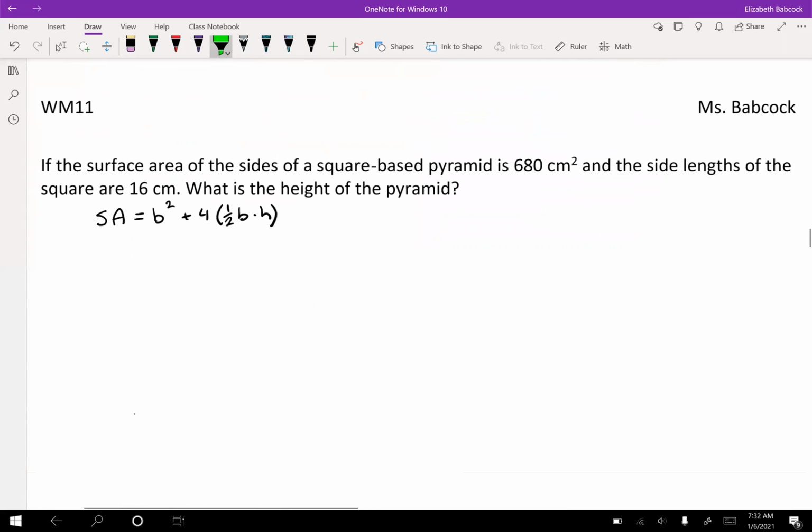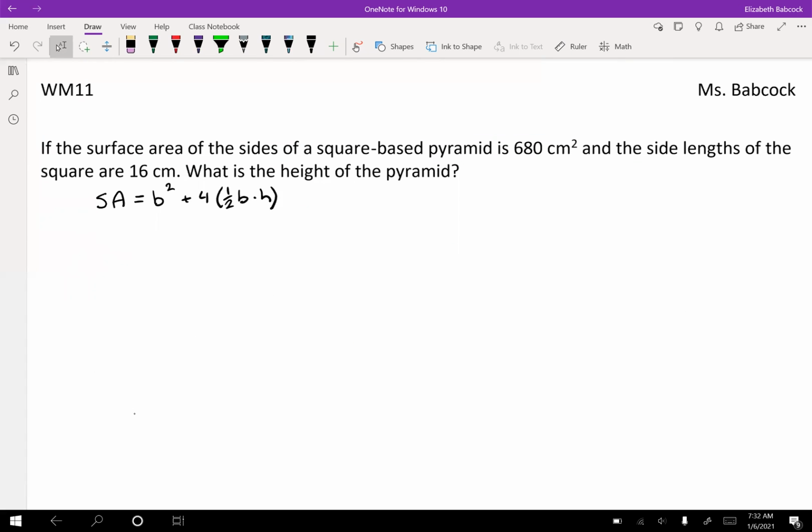Okay, keep moving on. If the surface area of the sides of a square-based pyramid is 680 centimeters squared and the side lengths of the square are 16 centimeters, what is the height of the pyramid? Notice now we're solving for something different. So when you're in this case, it's handy to write out everything you have.